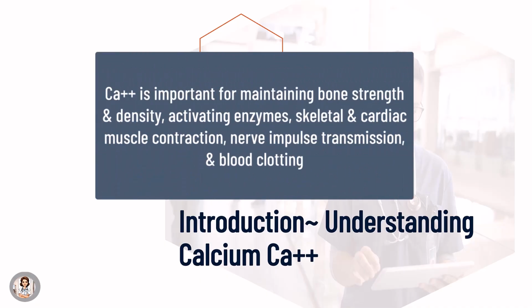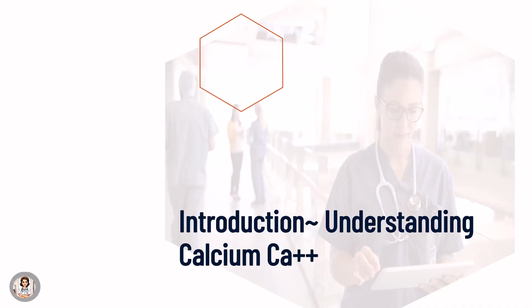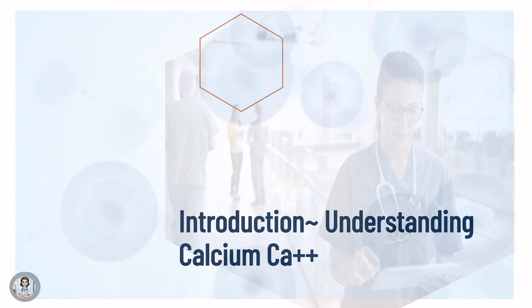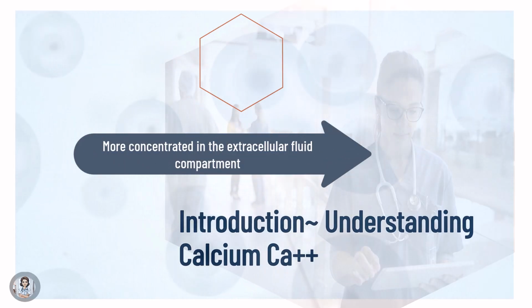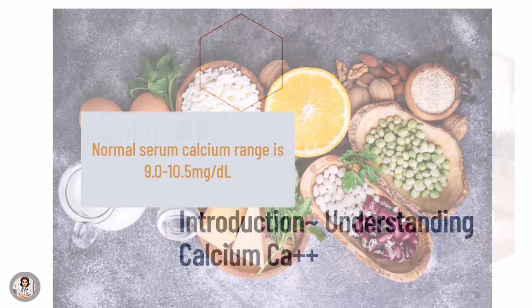Calcium is important for maintaining bone strength and density, activating enzymes, skeletal and cardiac muscle contraction, controlling nerve impulse transmission, and is involved with blood clotting. Calcium is found in both extracellular and intracellular fluids. However, it is more concentrated in the extracellular fluid compartment. The normal serum calcium concentration range is 9.0 to 10.5 milligrams per dL.